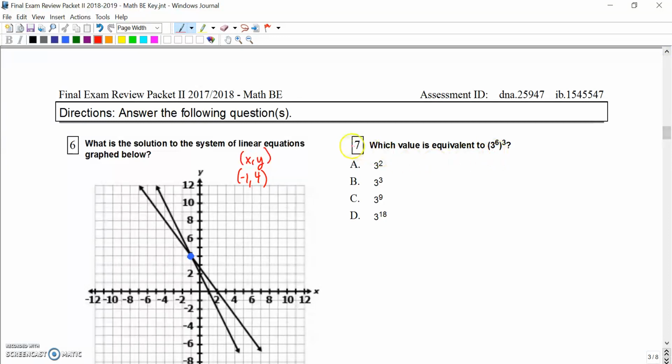Number 7, you can skip this problem. We have not covered this, and this won't be on the final.